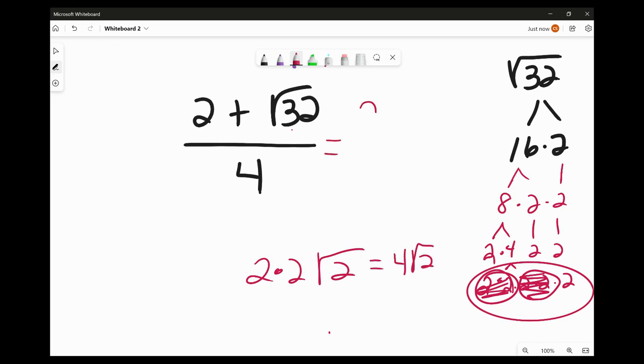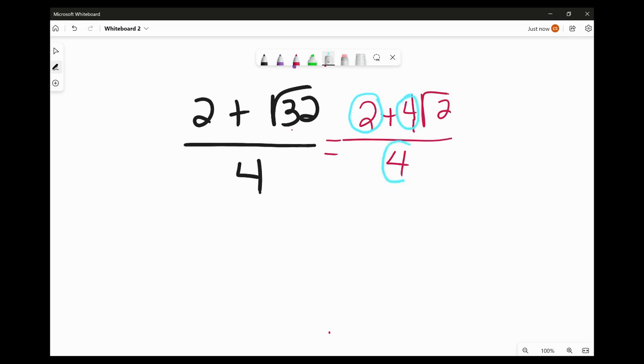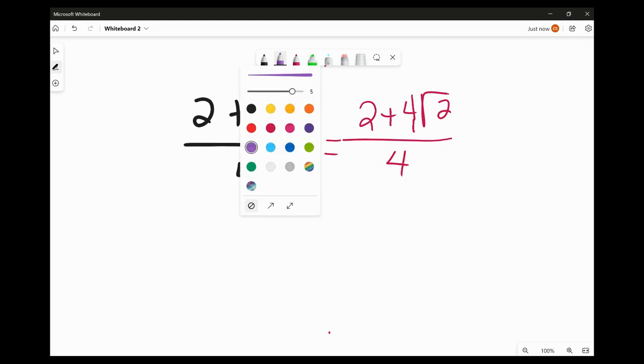So I'm going to rewrite this here. So now I have 2 plus 4 times the square root of 2, all over 4. Okay. Now, can we simplify? Again, what I'm going to be looking for is the 3 numbers outside of the radical sign. Can they all divide evenly by something? And they can. I can divide them all by 2.